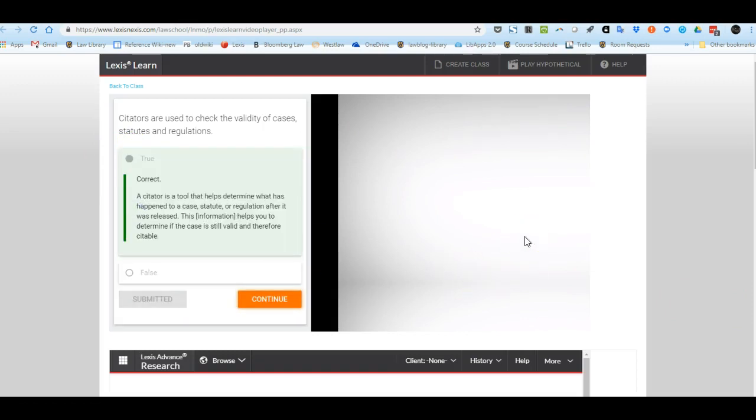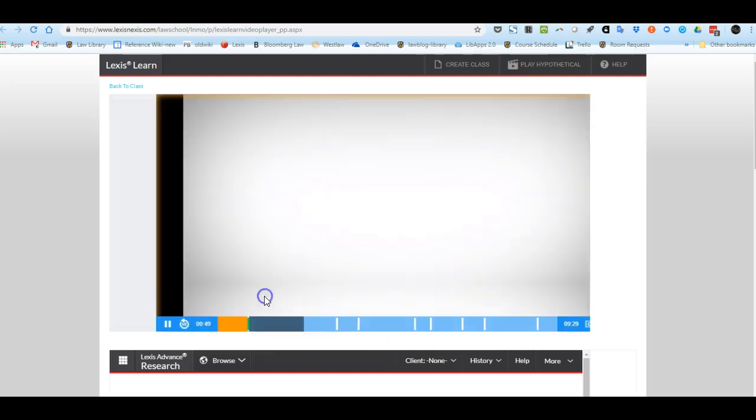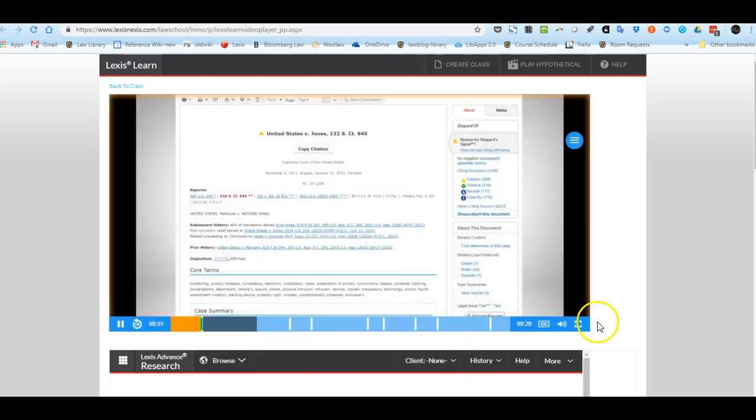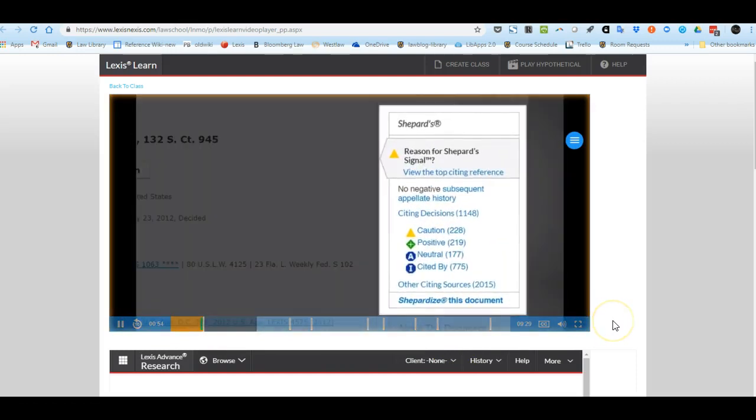A citator is a tool that helps determine what has happened to a case, statute, or regulation after it was released. This helps you determine if the case is still valid and therefore citable. Shepard's is a citator. Validation checking is a legal research step you never want to skip. Here's why.